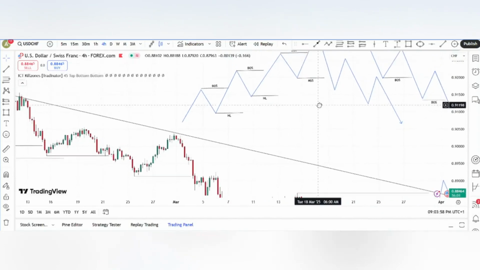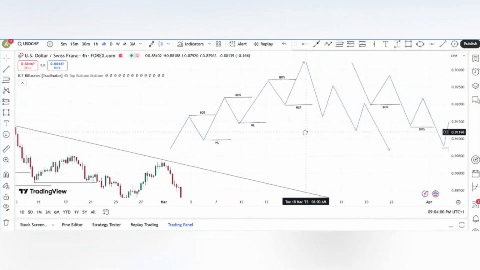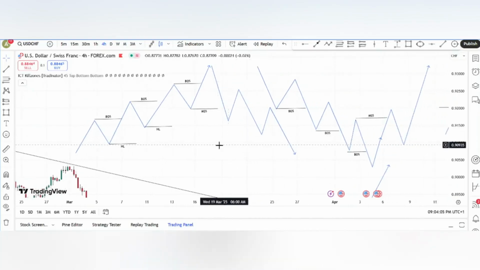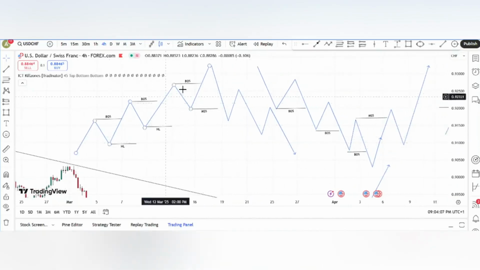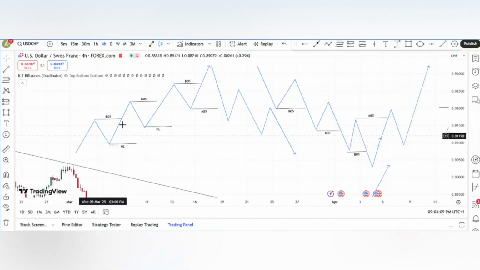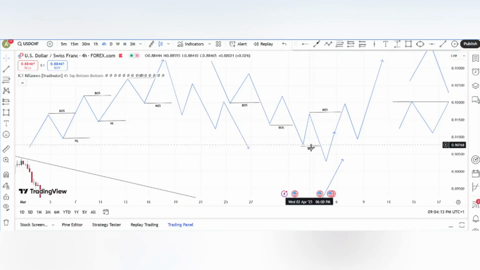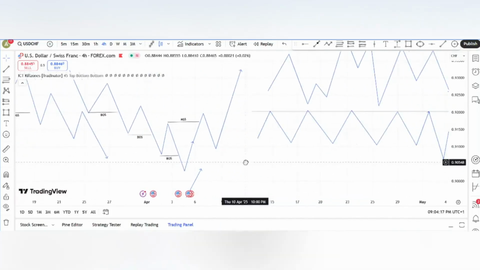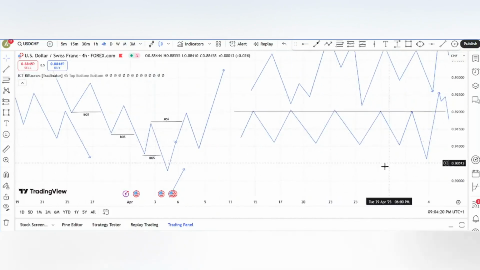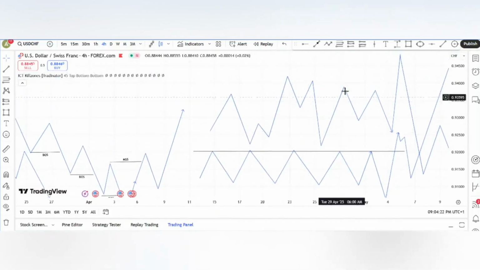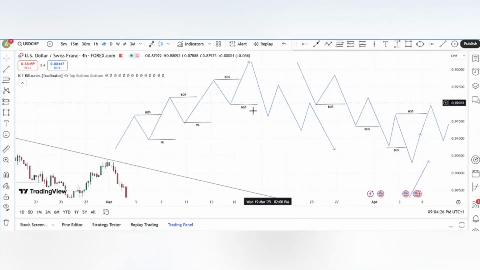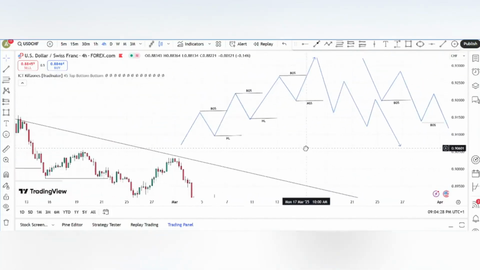Basically, we have three basic types of market structure: the bullish market, or the uptrend, the downtrend, and the sideways market, which we can call the accumulation or the ranging market. So what are the characteristics of each of these structures?